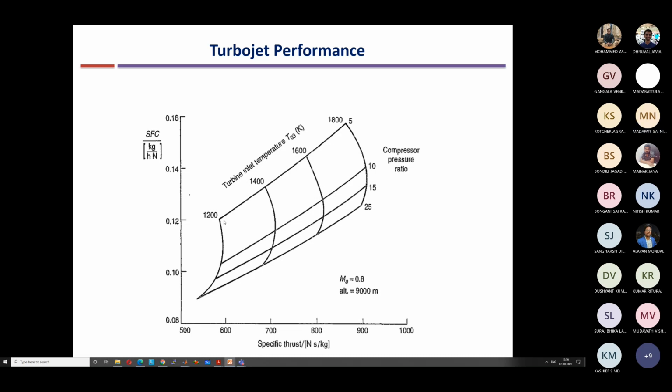Okay. So for a particular RC, say 10, we have seen that with increasing temperature, if you fix the RC and increase the turbine inlet temperature from 1200 to 1800, both the fuel consumption and the thrust will increase. So ultimately, you can draw lines like this. These are for constant RC and these are for constant temperature. So you get a map like this. This is known as a performance map, or performance characteristic of the turbojet engine.